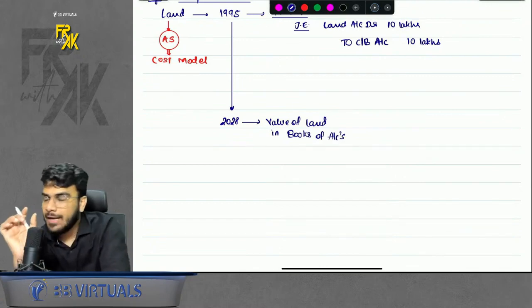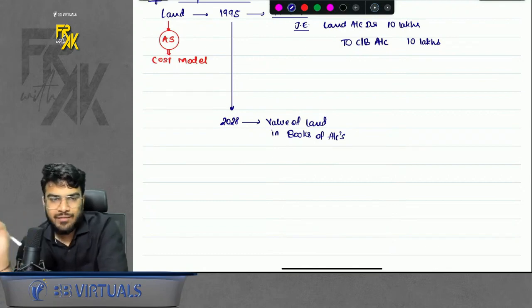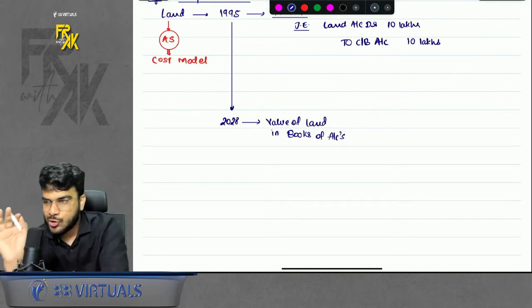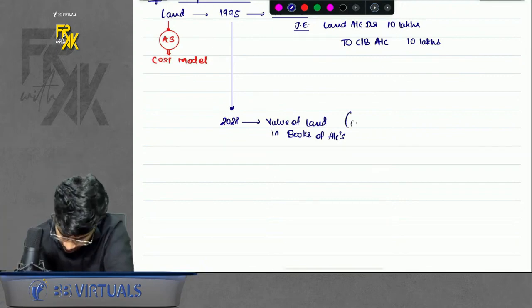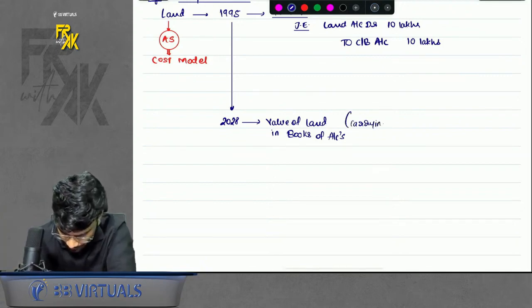Let me introduce one term. At whatever value the land is shown, that value is known as carrying amount. At whatever value any asset is shown in the balance sheet, that amount is known as carrying amount. I will call this amount the carrying amount.